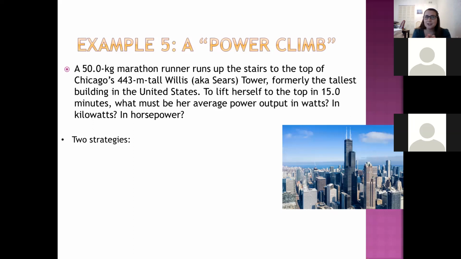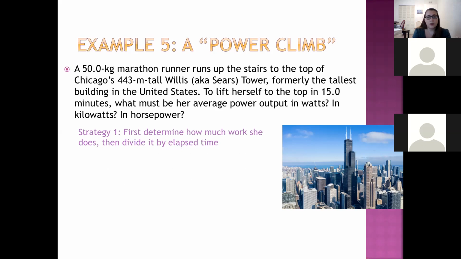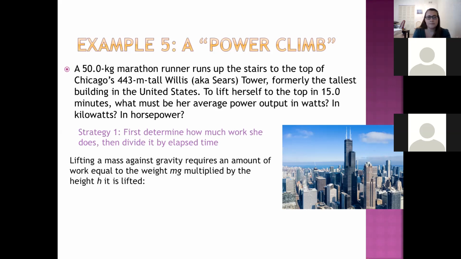There are 2 strategies that you could use to solve this problem. I'm going to walk through both so you see both ways. First, we can determine how much work she does and then divide it by the elapsed time. Or we could calculate the average upward force that she's exerting in the direction of her climb and then multiply that by the velocity. So we'll do both. Starting with strategy 1, figuring out how much work she does, then dividing it by the elapsed time.